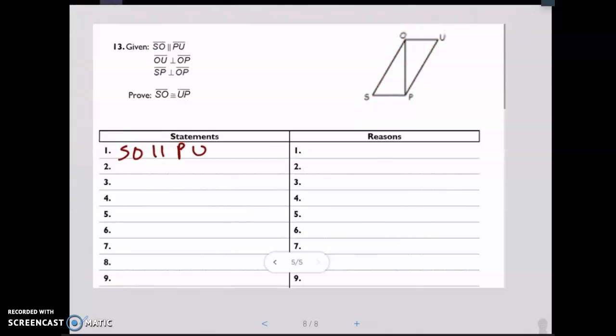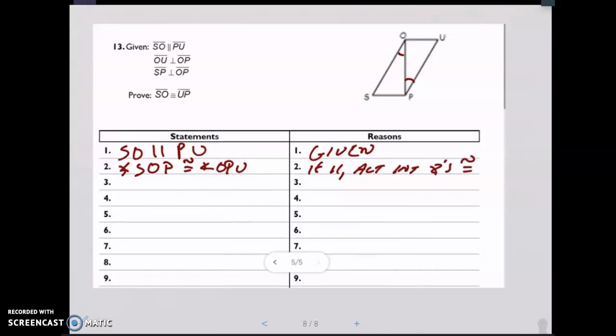This angle and this angle. You cannot call it angle O, but you can call it by its three letters. Let's spell it out together. SOP is congruent to OPU because if parallel, alternate interior angles are congruent to each other.